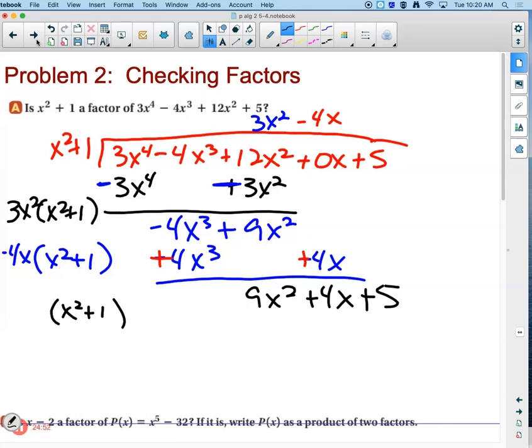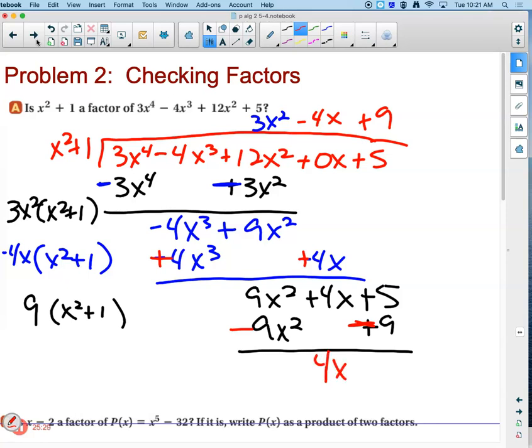What do we multiply by this time to get rid of that first term? Yes, a 9, because we need that to be a 9x squared. And it is. We also get a plus 9 out of that. So we put that underneath the other constant that we have over there. And then we'll change the signs. And 9x squared minus 9x squared is perfect. So we've got our 9. But we've got that 4x hanging in the air. And 5 minus 9 would be minus 4.